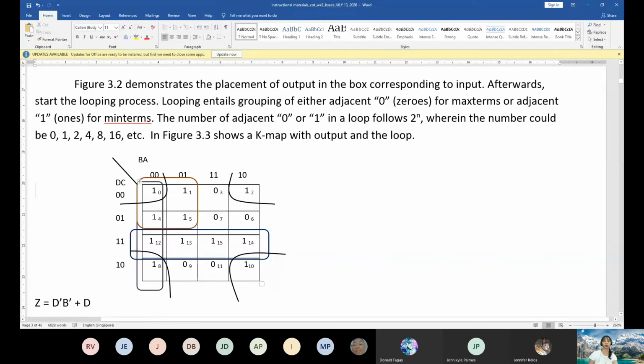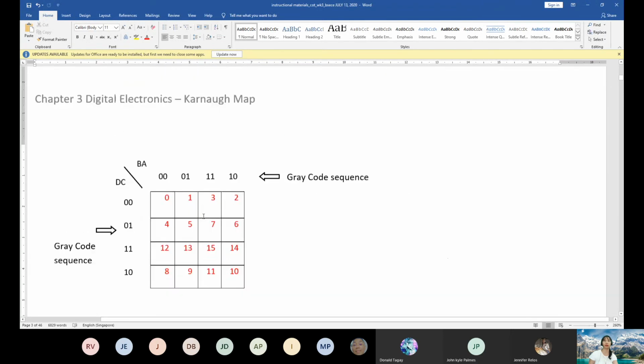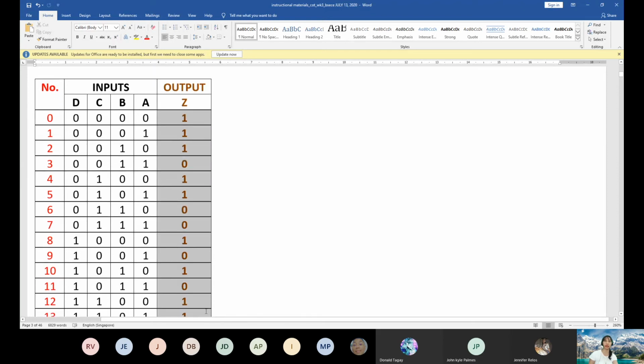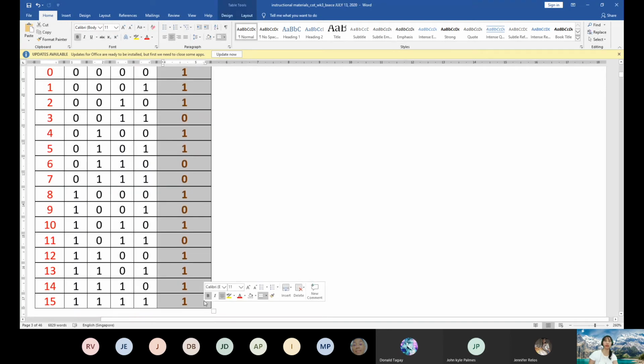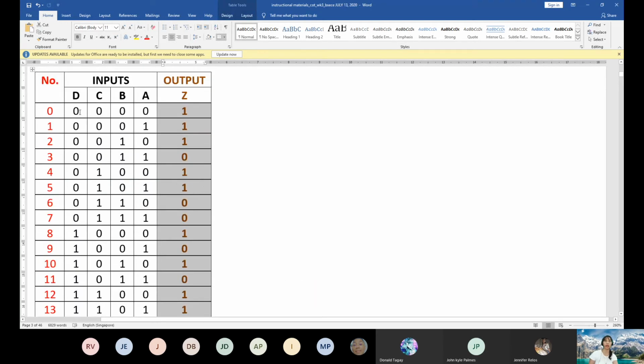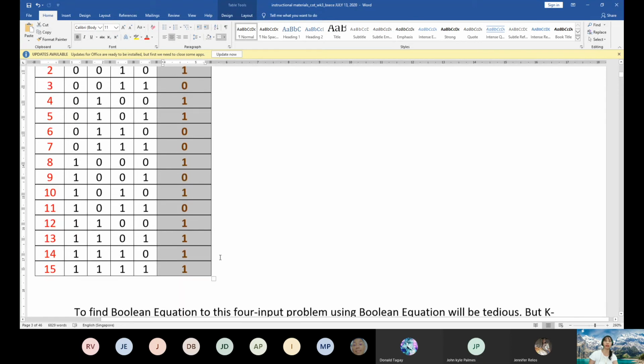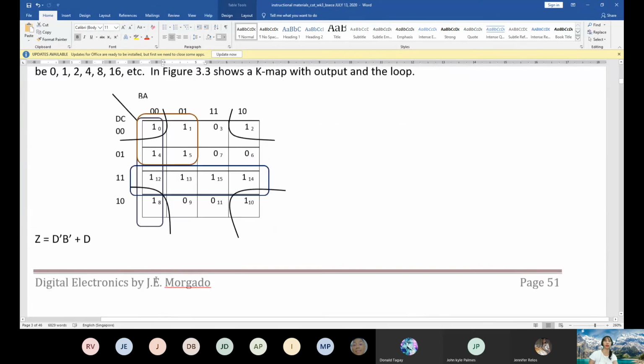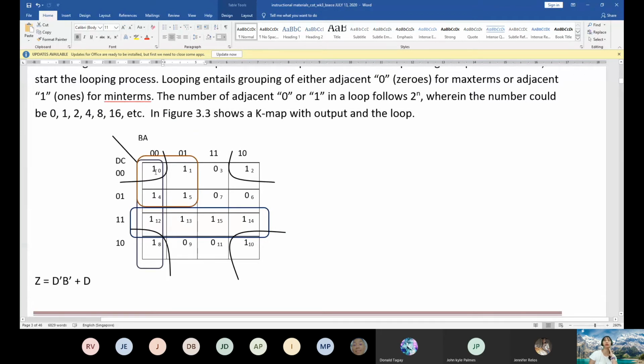Outputs, ma'am. Output, okay? So output is based on the truth table here. These are the numbers inside the square, whereas the inputs are the numbers outside the square. So these are actually inputs. The numbers inside the square, such as this one, is actually output z.